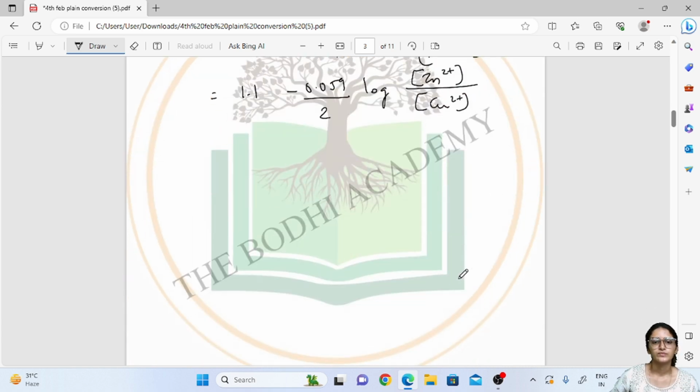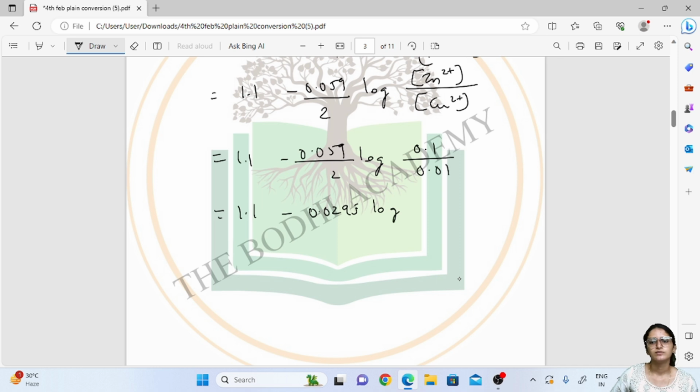Okay, then 1.1 minus 0.059 by 2 log of 0.1 by 0.01. Because the zinc concentration is this and the copper concentration is this. So I will get 1.1 minus, the answer of this after calculating, you will get 0.0295 log of 0.1. Now 0.01 is what? 0.01 can also be written as 10 raised to minus 2.